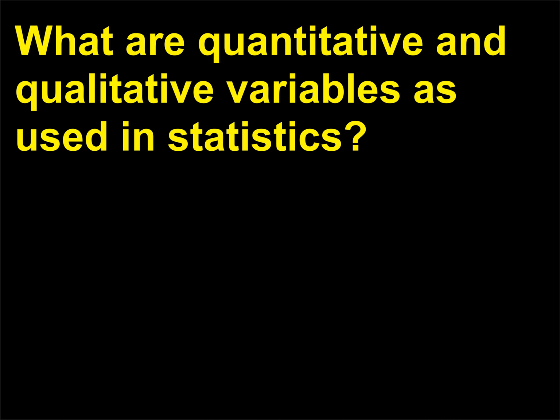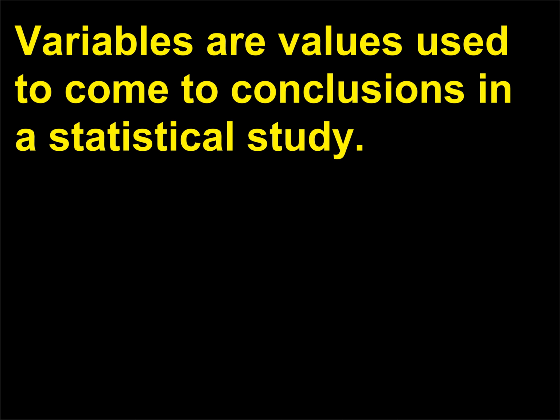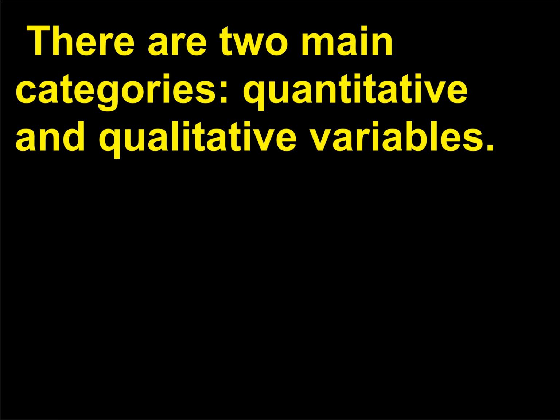What are quantitative and qualitative variables as used in statistics? Variables are values used to come to conclusions in a statistical study. There are two main categories, quantitative and qualitative variables.